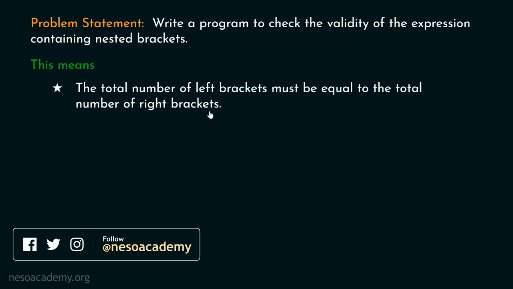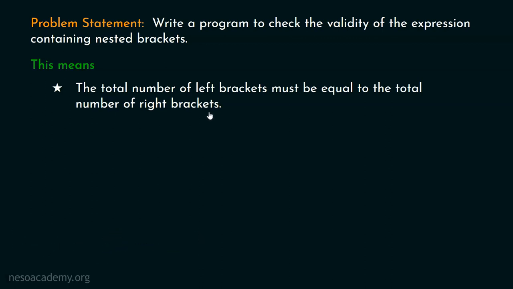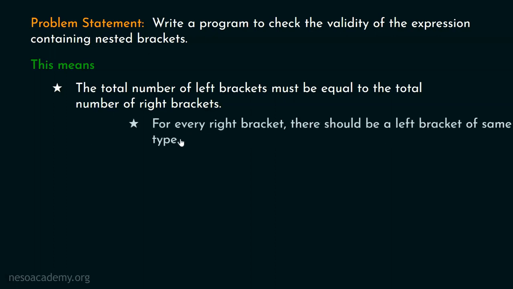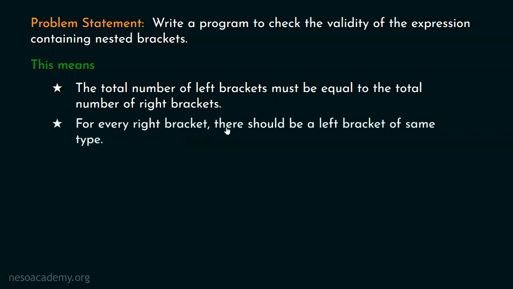If we want to check the validity of the expression containing nested brackets, we must check whether the total number of left brackets are equal to the total number of right brackets or not. And there is one more condition we need to check. For every right bracket, there must be a left bracket of same type. This is also very important. We must also check this. For every right bracket, we must have a left bracket of same type. If it is not the case, then we can say that the given expression is not valid.